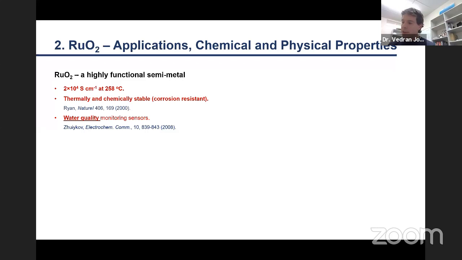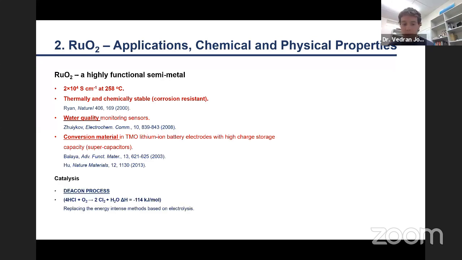But many of these favorable chemical and physical properties are responsible for its high efficiency as an electrocatalytic material. The most industrial process is called the Deacon process, where it serves as a catalyst to energy efficiently recycle hydrochloric acid, thereby replacing very energy-intense methods based on electrolysis. In catalysis, it's also known to serve in many oxidation processes. It's even being looked at for dehydrogenation of various small molecules.